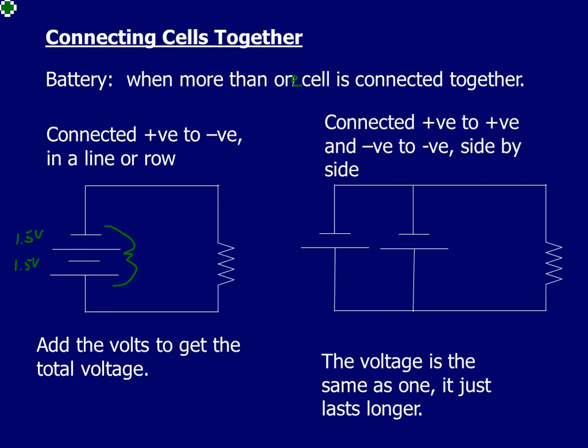I'm going to ask it again. If these two cells are connected in a row, and the first one fills the dump truck with 1.5 volts of energy, and the second cell fills the dump truck with another 1.5 volts of energy, how many volts of energy will that truck have picked up? Travis? 3 volts. Good active listening. So when we run them in a row, the volts add. Okay?